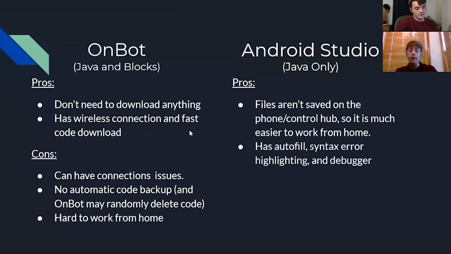Another pro is that it has fancy bells and whistles like autofill, syntax error highlighting, and debugging. So it makes your code writing experience a lot more efficient. If there's something wrong, it will flag it and tell you what's wrong, and oftentimes it will also give you solutions on how to fix it. And 9 times out of 10, what it suggests is correct. So it just makes programming a whole lot easier and more efficient.